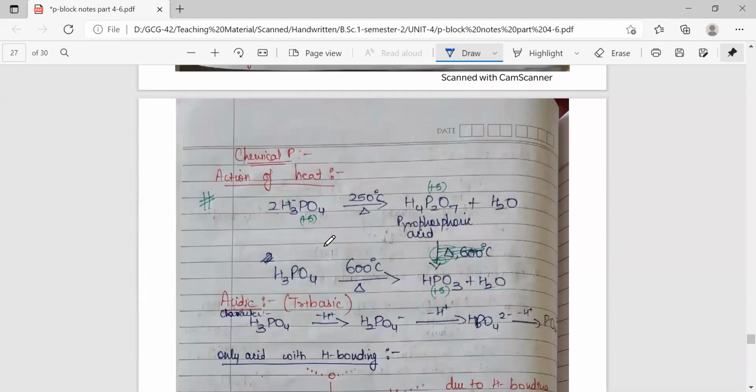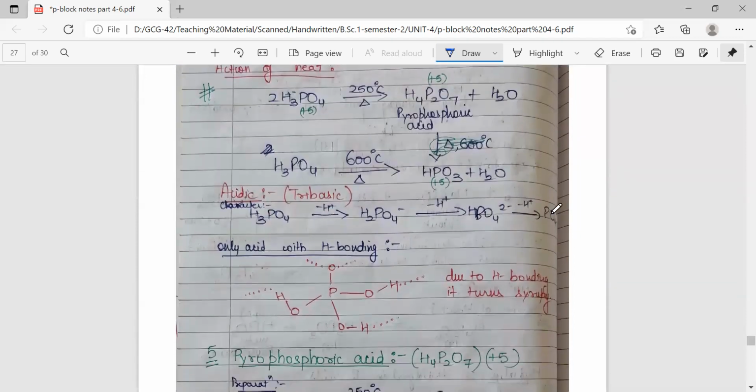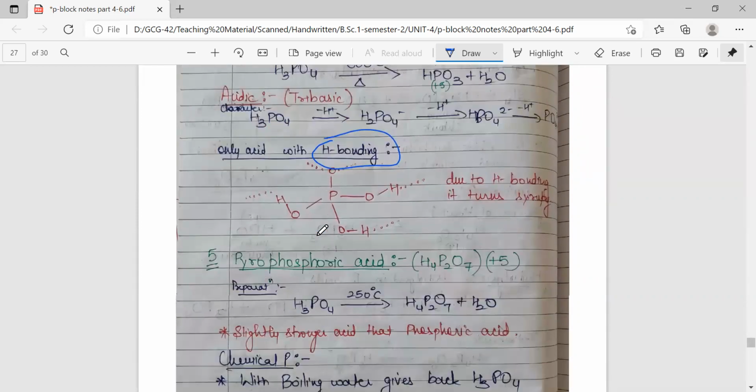water. Action of heat: when we heat it at 250 degrees Celsius, it will remove 1 water molecule and we'll get the formation of pyrophosphoric acid. And when this is heated to around 600 degrees Celsius, we'll get the formation of metaphosphoric acid from this. It is a tribasic acid, and this is the only oxyacid of phosphorus which has hydrogen bonding in its structure. And due to this, it is quite viscous, quite syrupy in texture.